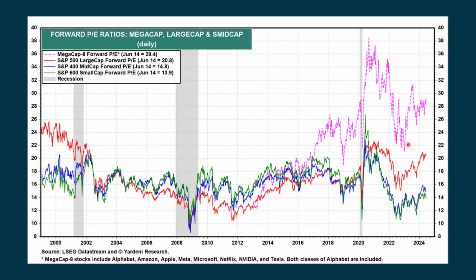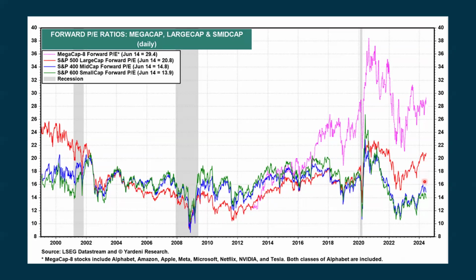Again, this has gone on for quite some time, so it doesn't necessarily mean things are going to turn around. It just tells us where things are at. The red line is the S&P 500, and we're above that 20 level at 20.8. So even looking out into the future, we are still overvalued.